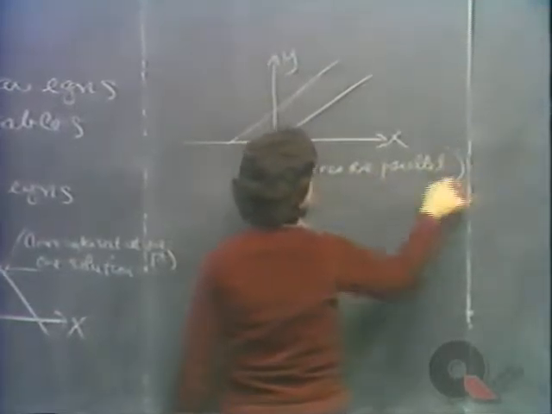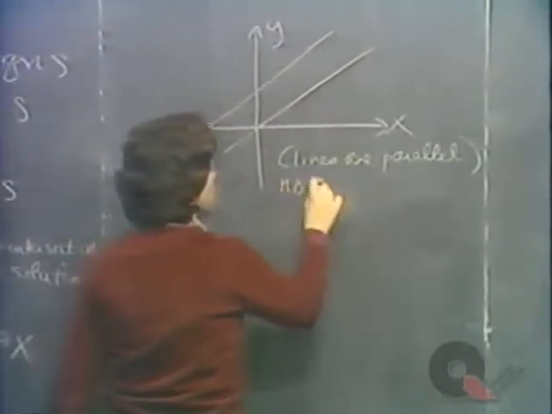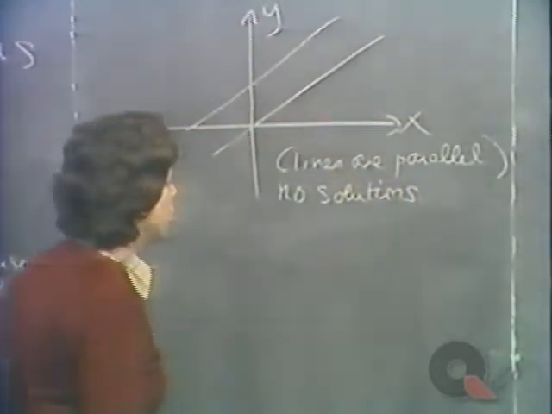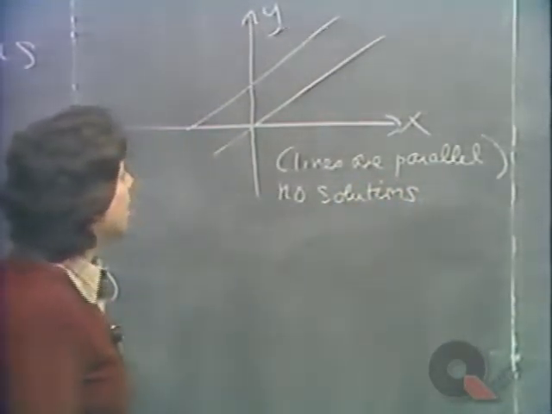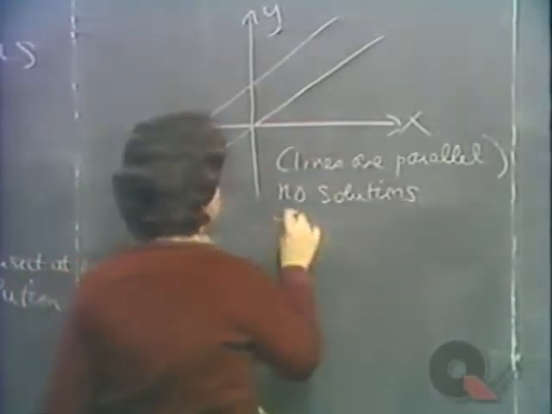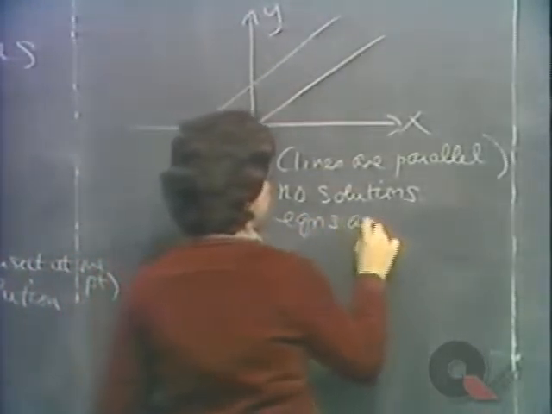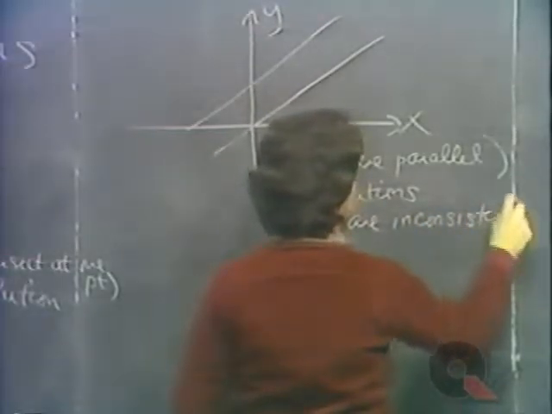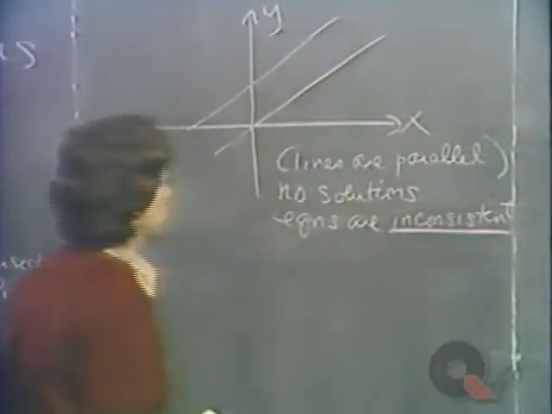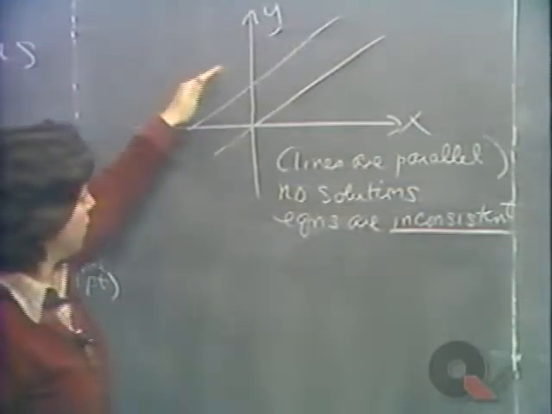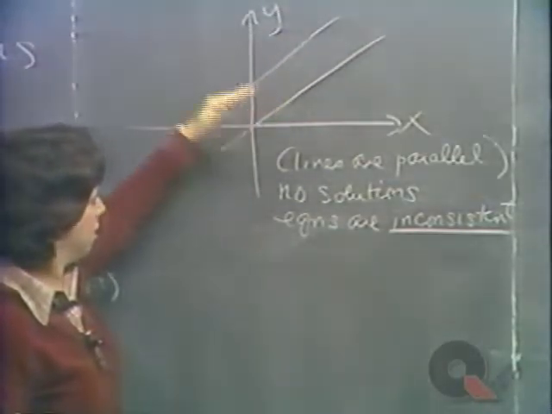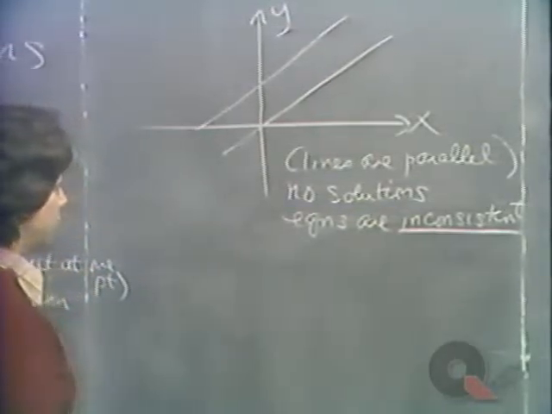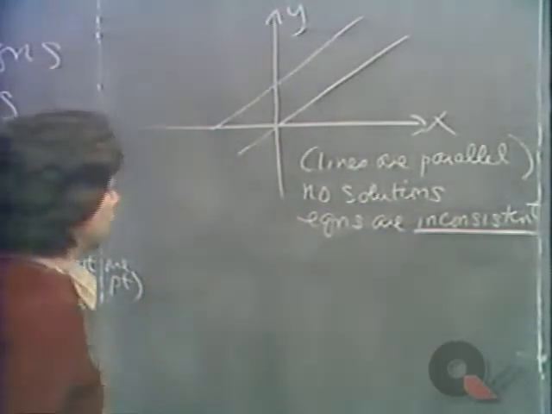it means they never intersect. There are no solutions to the system of equations. We say that the equations are inconsistent. We cannot solve them simultaneously. There are no points that are on both lines at the same time. The lines are parallel. There are no points of intersection.